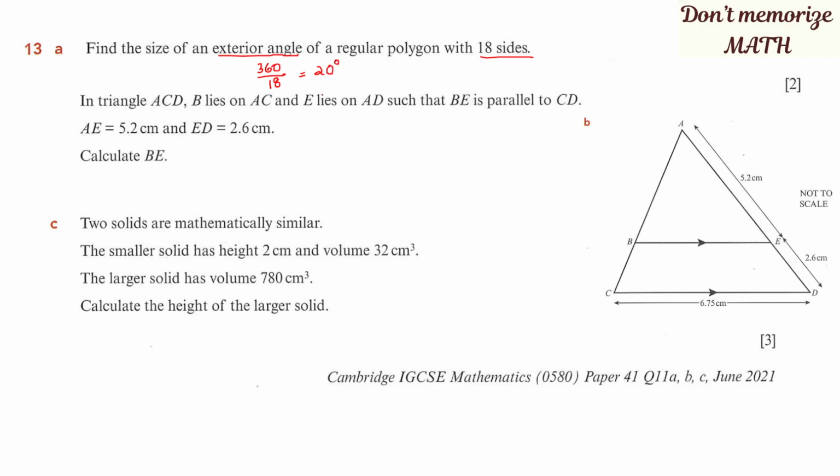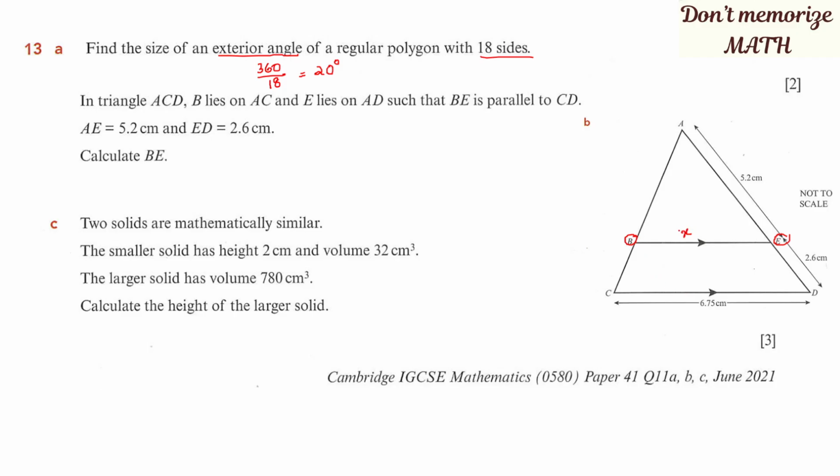Okay, so then in a triangle ACD, it is given ACD, a bigger triangle. B lies on AC, B is this one. Okay, B lies on AC and E lies on AD, such that BE is parallel to CD. BE is parallel to CD. They have marked the arrow. That means these two lines are parallel. AE is 5.2, ED is 2.6. Calculate BE. We need to find this side.